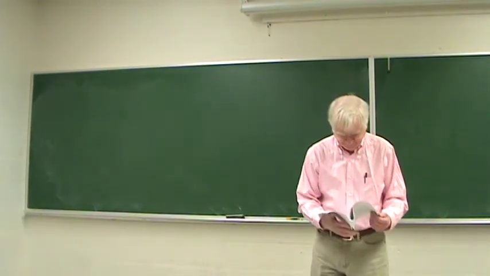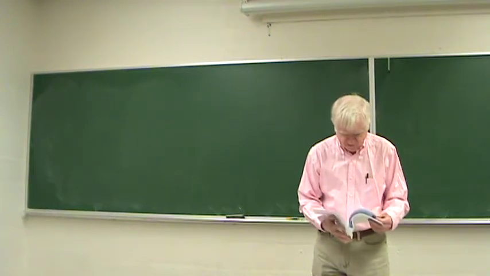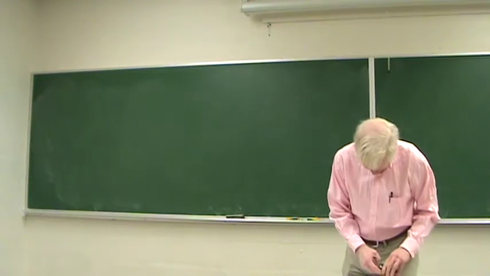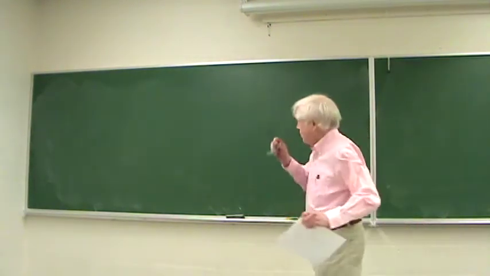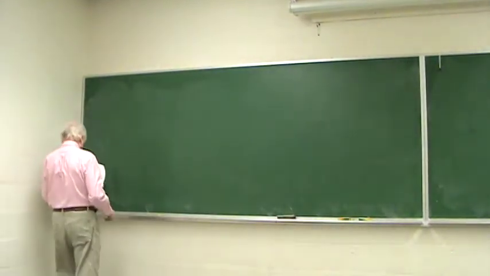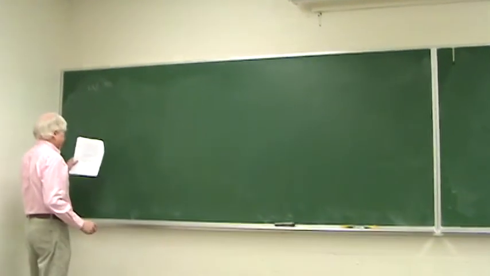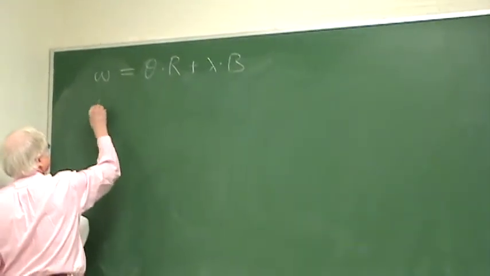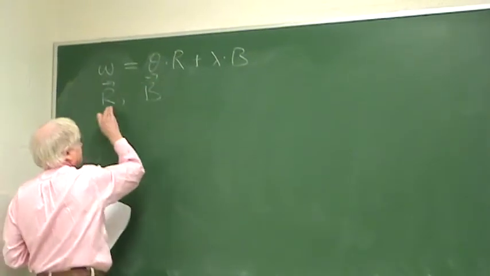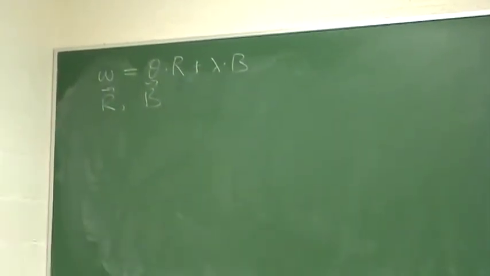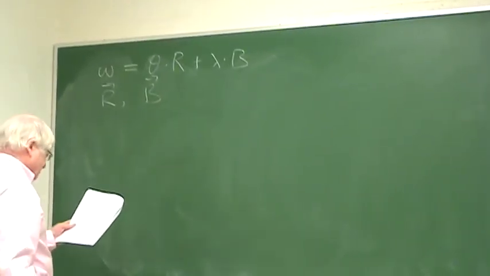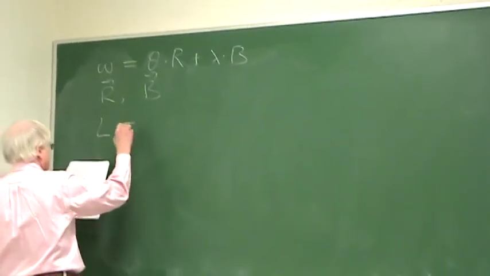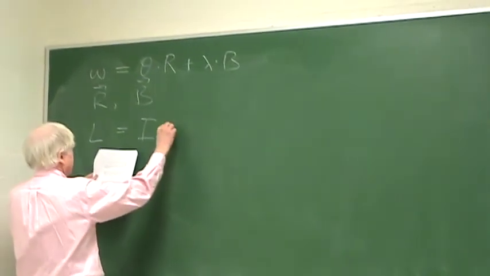All right, well, we were talking about the Lorentz group and its representations. What we learned was that the infinitesimal 4x4 generators are these linear combinations, theta dot R plus lambda dot B, where there are three 4x4 matrices R, which are like the rotation matrices, but they're the 4x4 versions of the rotation matrices. And then there are these boost matrices.